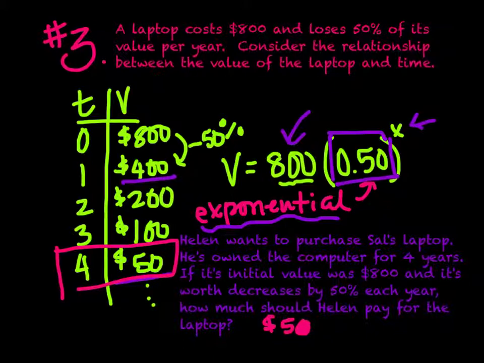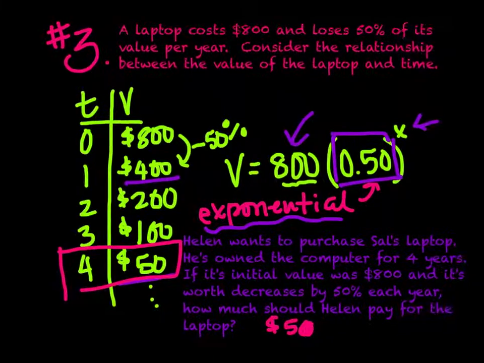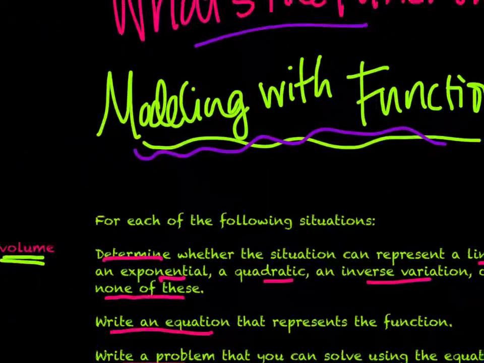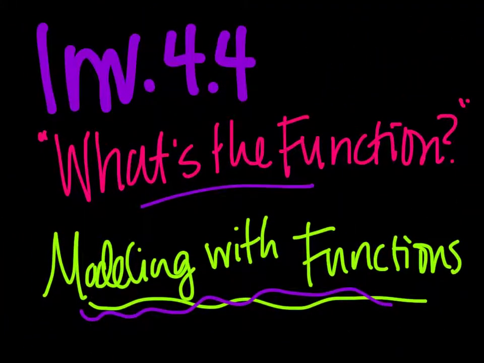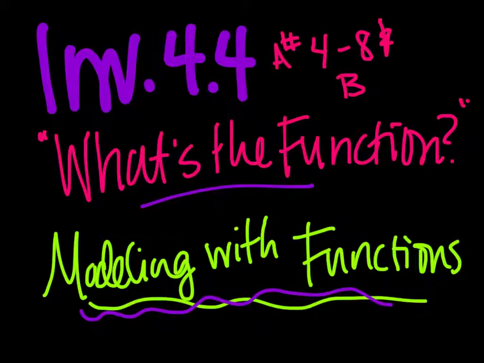Hopefully it works. So your job now, I've done 1, 2, and 3 of this investigation. Your job is to do numbers 4 through 8 and Part B. So this is A, 4 through 8, and Part B. So you are figuring out if something is a quadratic relationship, a linear relationship, exponential, inverse, or none of them. Trust me, you'll have at least one none of them, but you won't have more than one.